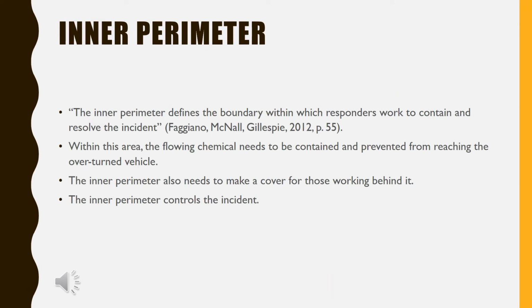The inner perimeter defines the boundary within which responders work to contain and resolve the incident. They want to contain this chemical leaking towards the overturned vehicle with the engine by the ground. This chemical is draining right to this engine, which can cause an explosion and fire and deaths, and nobody wants that. So they need to contain that so it doesn't get any further. The inner perimeter needs to be a cover for those working behind it to the outer perimeter. Now, the inner perimeter controls the incident itself.